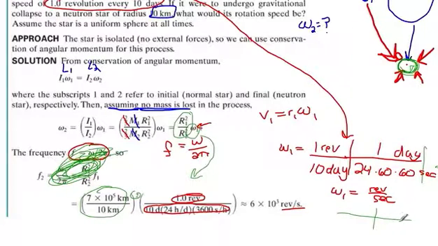Okay, so here's this other part. So we'd say 1 revolution is 2 pi radians. And then we'd have radians per second, but I like revolutions per second. What this says is that while at the beginning, the huge star was going around once in 10 days, now it's going around, what is that, 6,000 times per second.